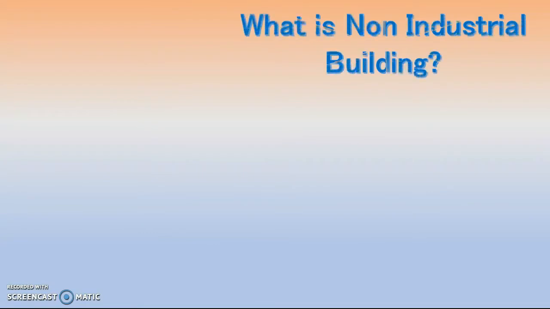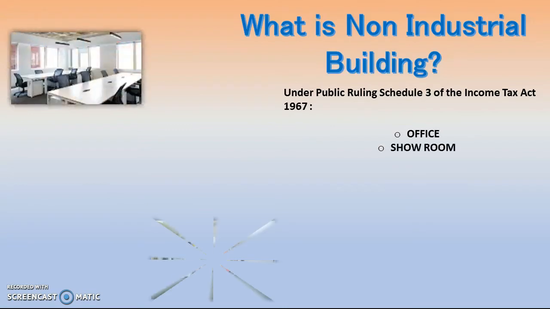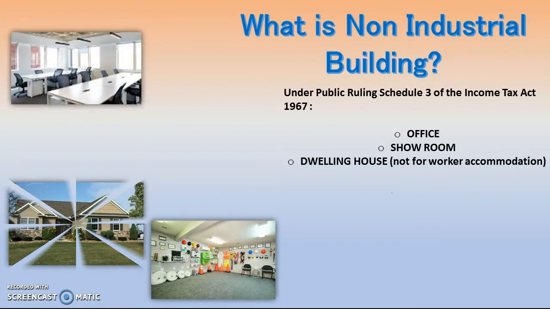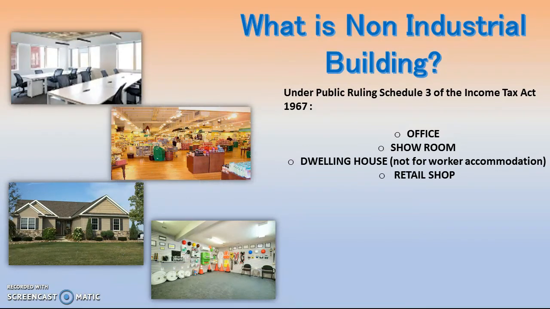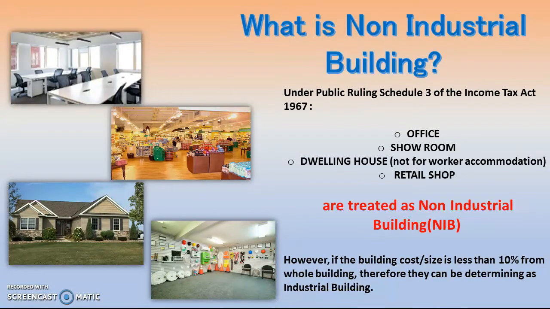Okay, so what about a non-industrial building? Under Public Ruling Schedule 3 of the Income Tax Act 1967, an office, showroom, dwelling house not for worker accommodation, and retail shop are treated as non-industrial building (NIB). However, if the building cost or size is less than 10% of the whole building, then they can be determined as industrial building.